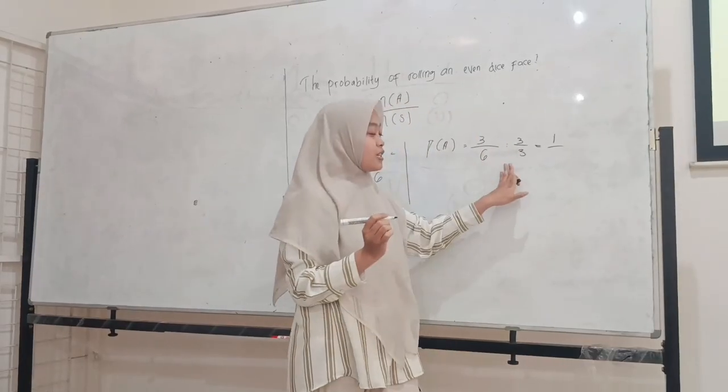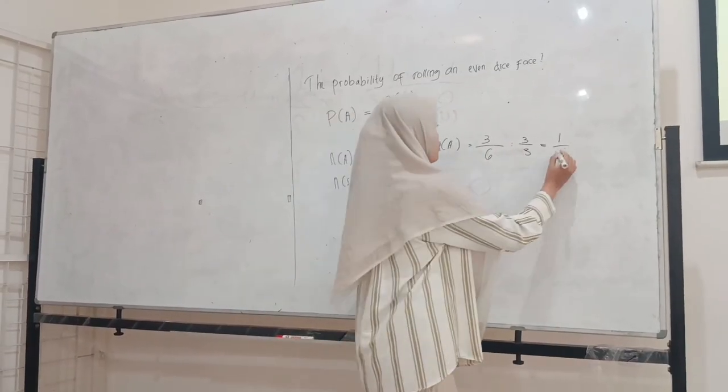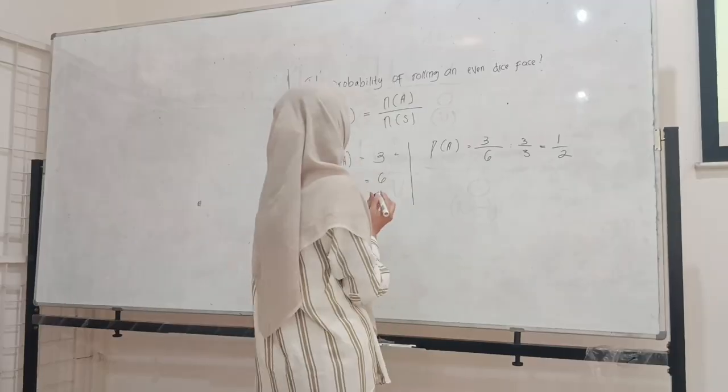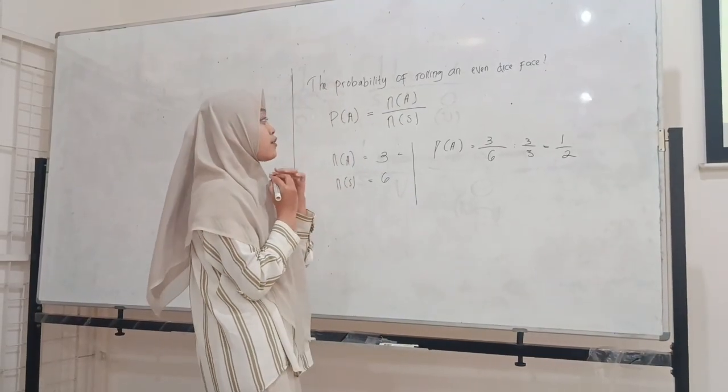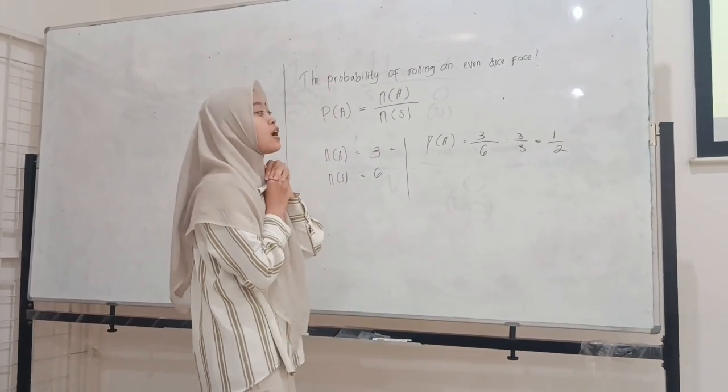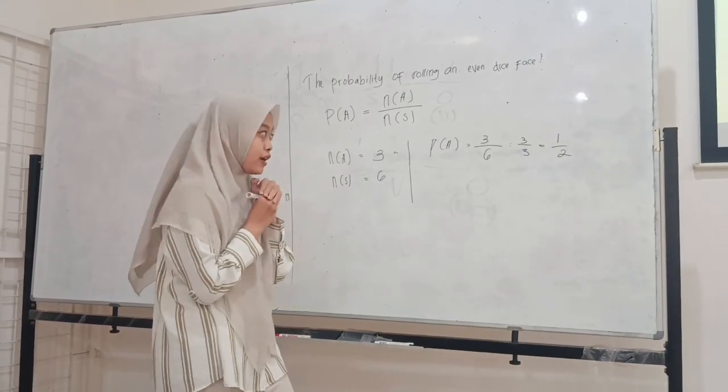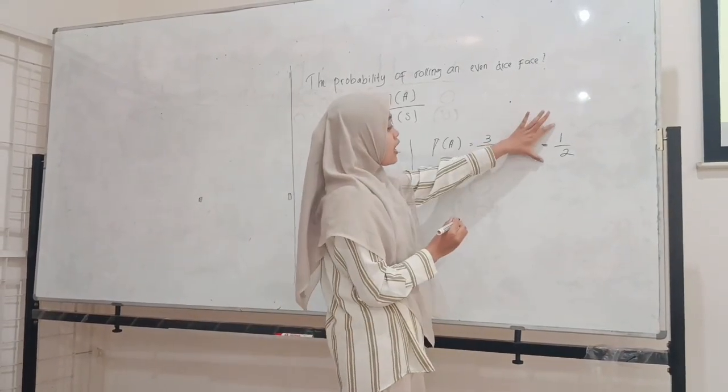Okay. 6 divided by 3 is 2. So the probability of rolling an even dice face is a half. We can write a half.